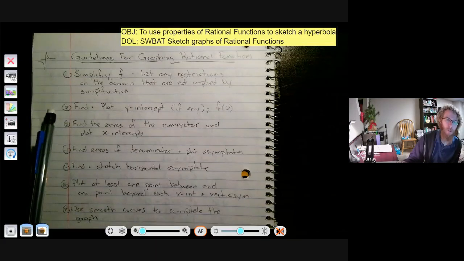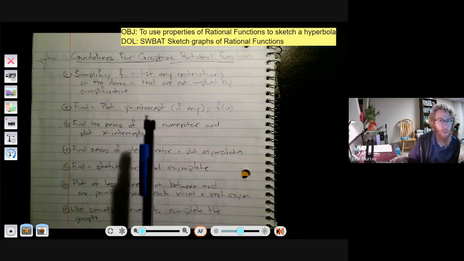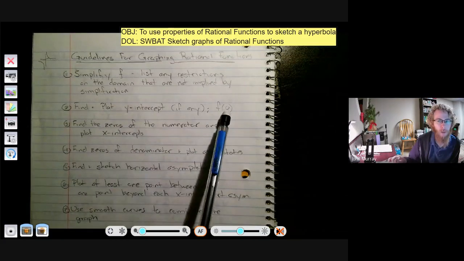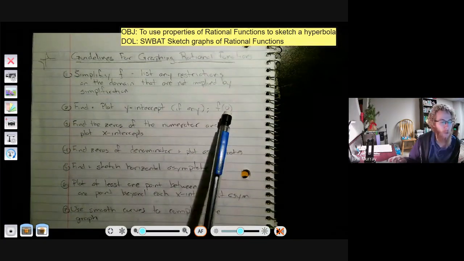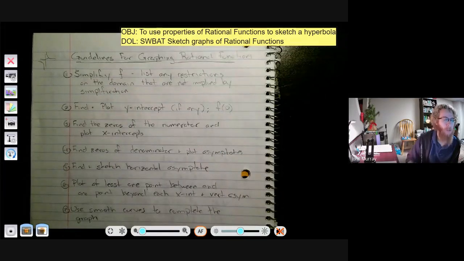Our second step is part of any graphing process: finding the y-intercept. It's probably the easiest thing you can do, because you just plug in 0 for x, and you get your y point. That's not always guaranteed, but it's a good way to at least graph one point on your graph.